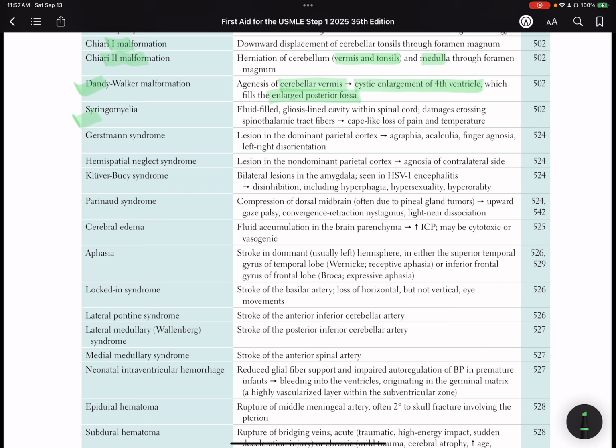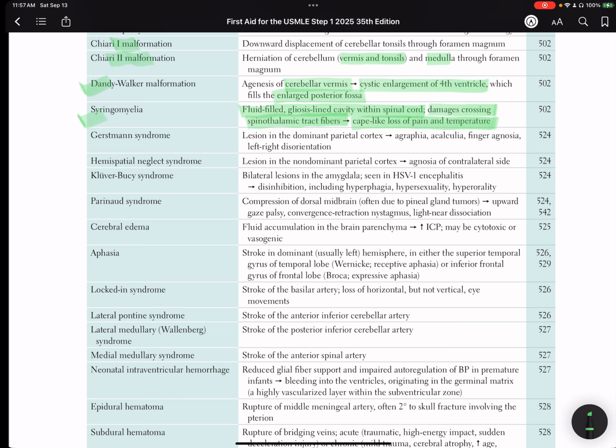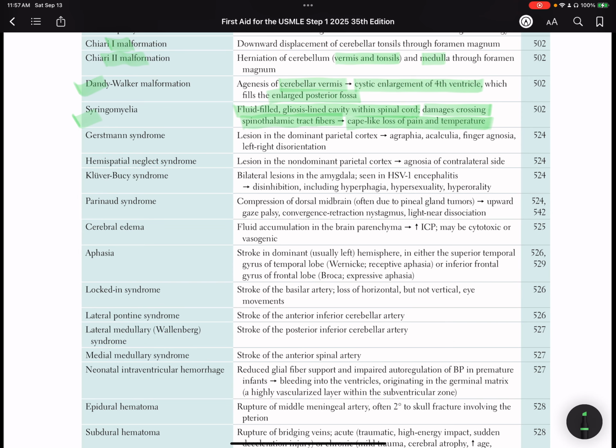Syringomyelia is a fluid-filled, gliosis-lined cavity within spinal cord. Damages crossing spinothalamic tract fibers. Cape-like loss of pain and temperature. What causes syringomyelia? Syringomyelia is caused by a fluid-filled gliosis-lined cavity within spinal cord, which damages crossing spinothalamic tract fibers. This leads to cape-like loss of pain and temperature.